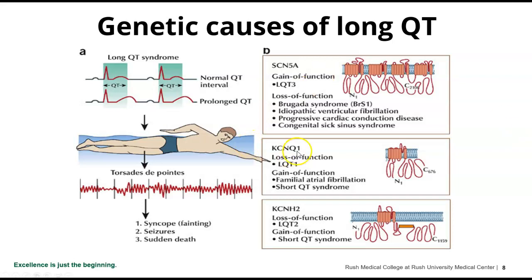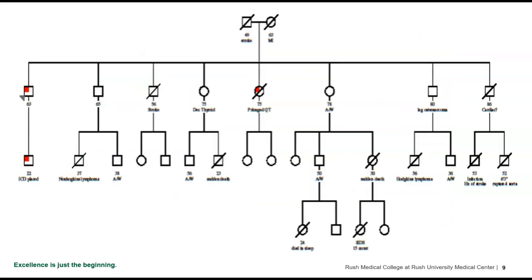On the flip side, the KCNQ1 is associated with long QT1, and that's a loss of function. Gain of function is a short QT. And then the KCNH2, which results in long QT2. Loss of function is long QT. Gain of function, again, is short QT.